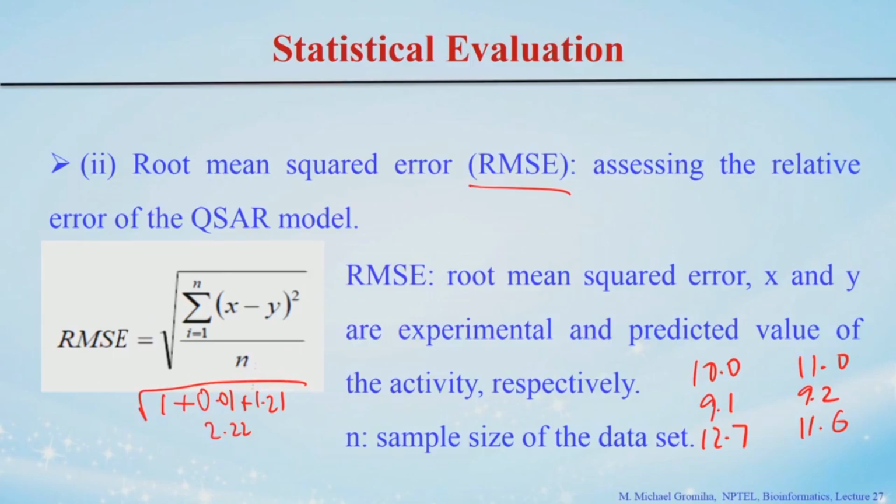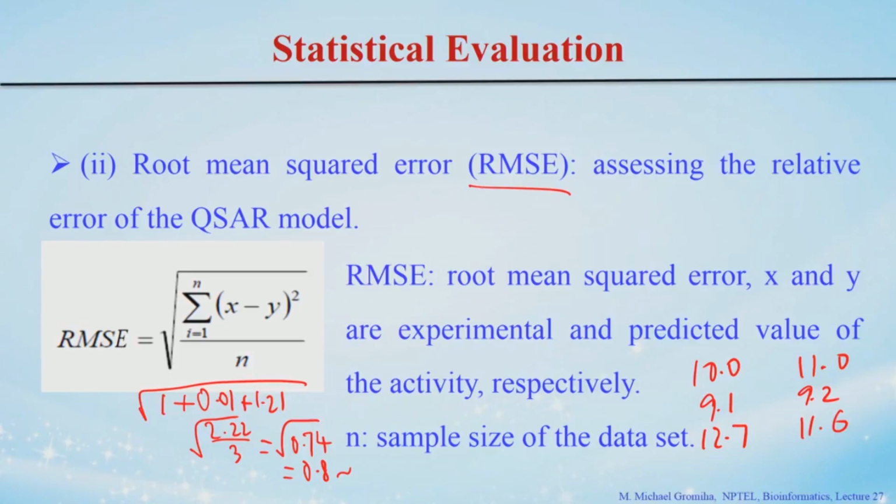So, add up: 2.22, divided by 3, this equals 0.74. So, this equals 0.9, 0.8. Because this is 1, this is 1.1, this is 1.1, you can see a balance among all the data which you use in your model.